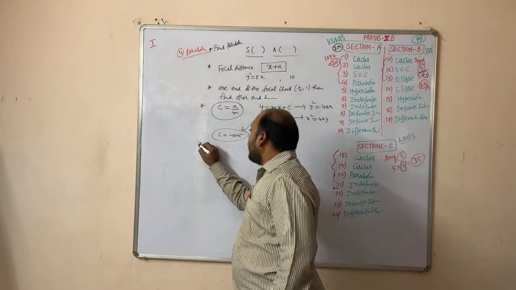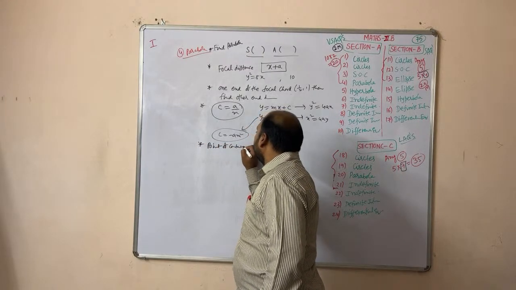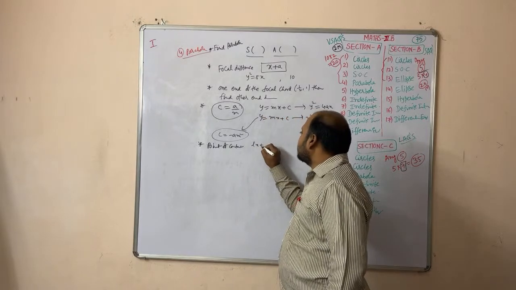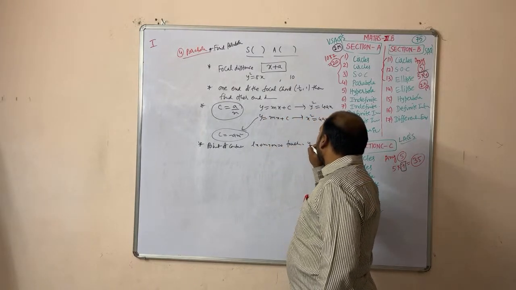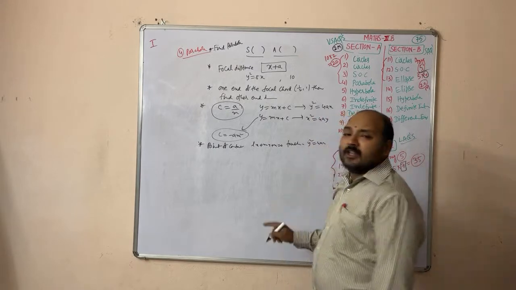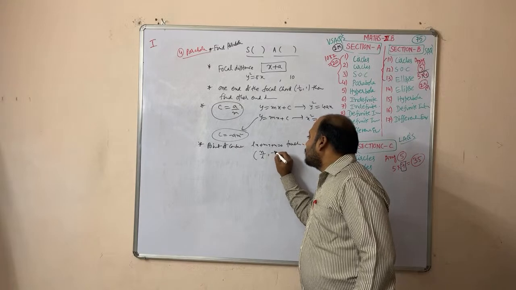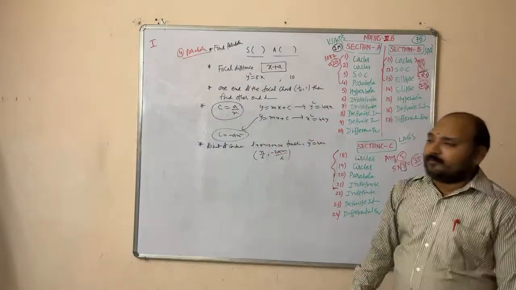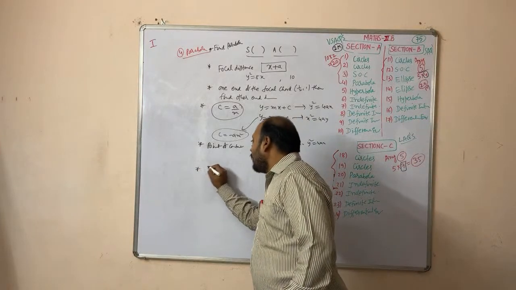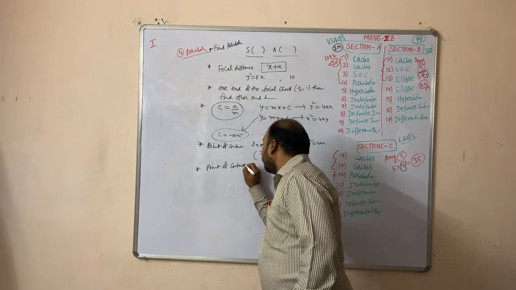And point of contact. If the line lx plus my plus n is equal to 0 touches the parabola y square equal to 4ax, then the point of contact is (n by l, minus 2am by l). This is called the point of contact.